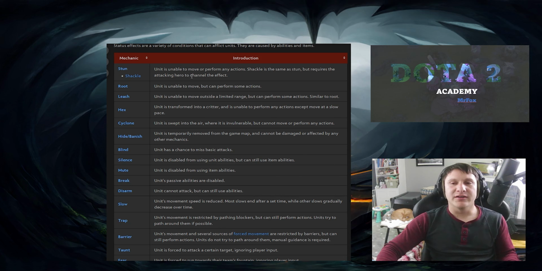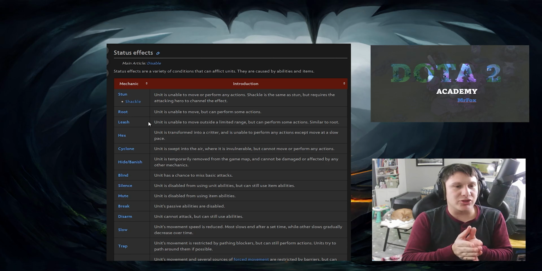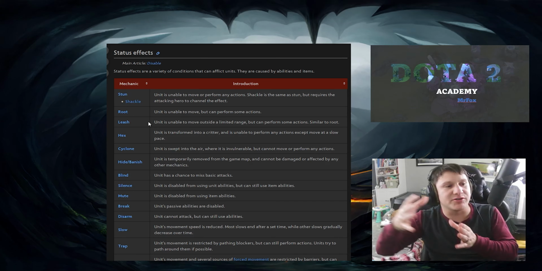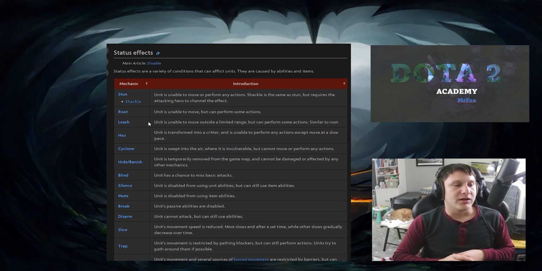A stun can come from a lot of different heroes. Vengeful Spirit, for example, has a magic missile that stuns. Now, root is something that makes it so that you're unable to move, but you can perform certain actions. One example of this could be Treant Protector's ultimate. Now, leash: a unit is unable to move outside a limited range but can perform some actions. It's very similar to a root, but you pretty much can do everything that you could otherwise, except you're stuck to a certain location.